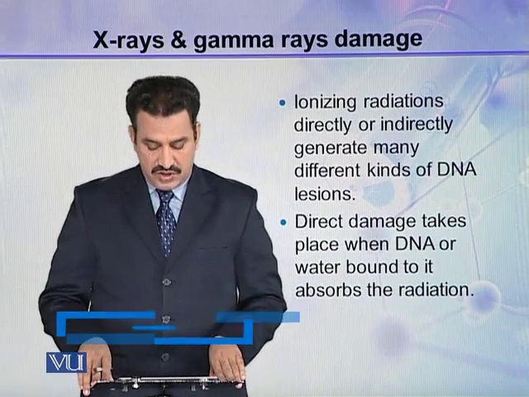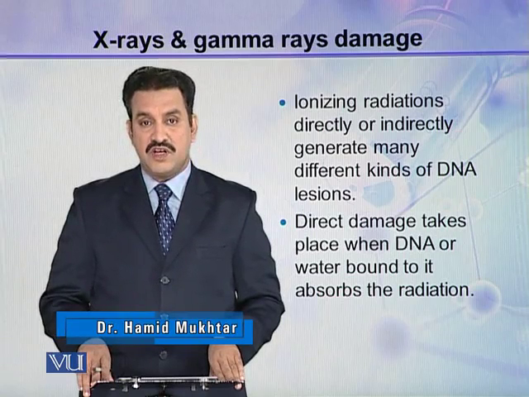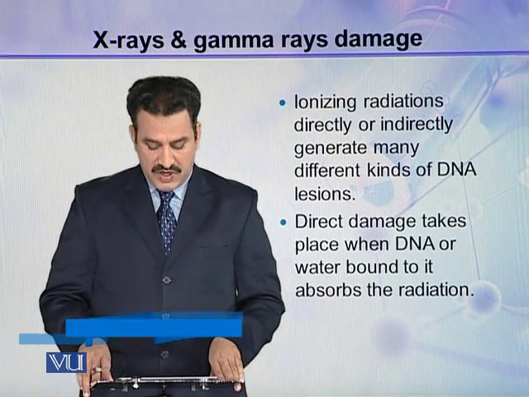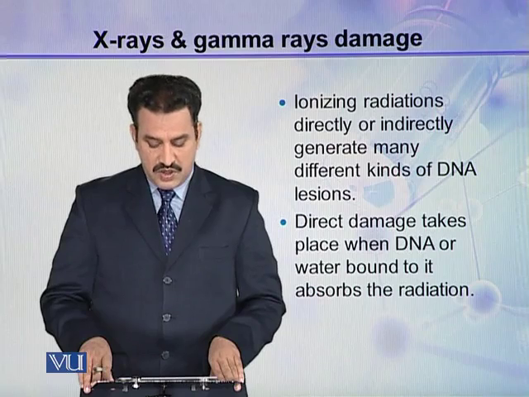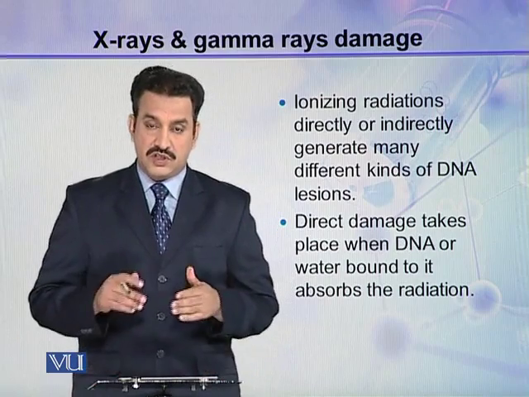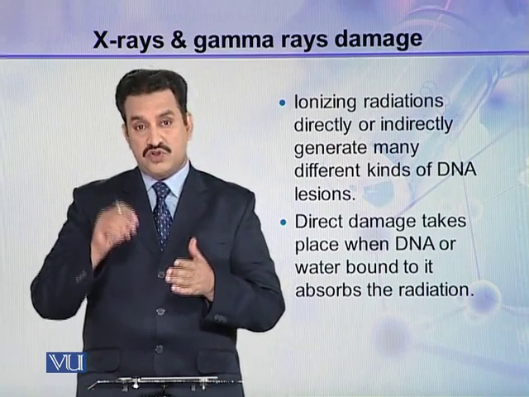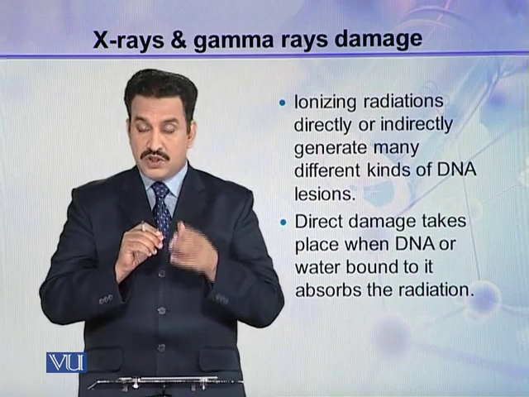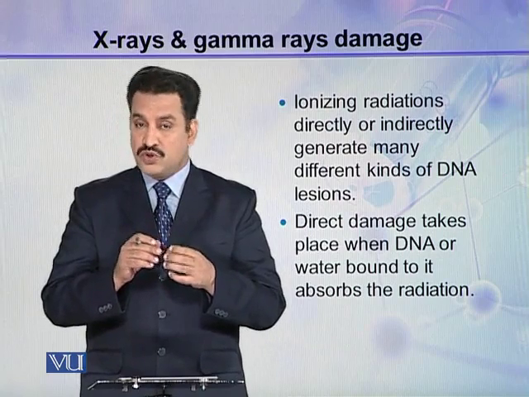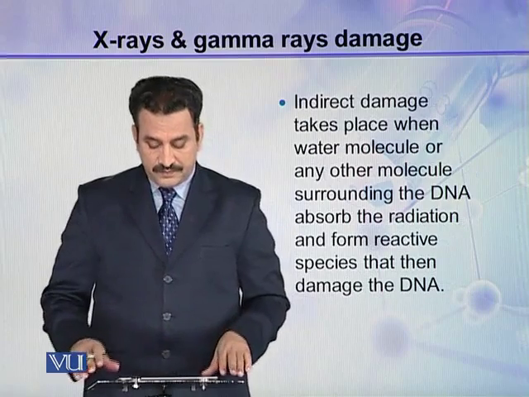Ionizing radiations directly or indirectly generate many different kinds of DNA lesions. Direct damage takes place when DNA or water bound to it absorbs the radiation. So this is one way of direct damage. Either the radiation strikes the DNA molecule or the water molecule which is bound to the DNA molecule. So in both the cases, direct damage will take place.